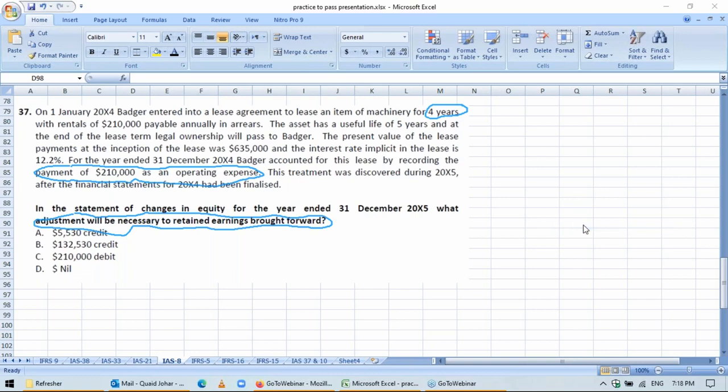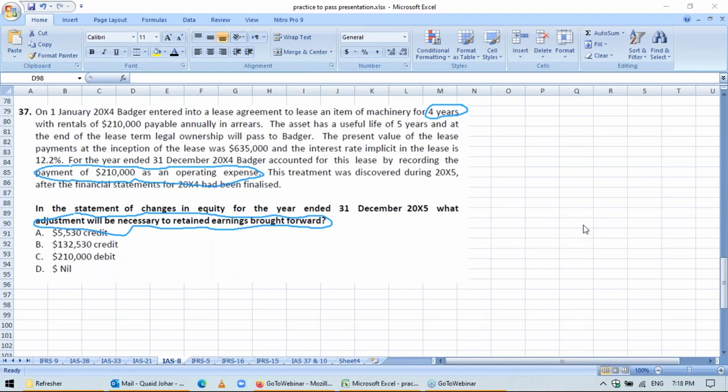Okay, students, look, the lease is for 4 years, and what they have done is recorded the payment of 210,000 as an expense. If the lease is for 4 years, it's a long-term lease. You cannot record payment as an expense in case of a lease. You have to record a right of use as an asset and a liability. You have to debit the asset and credit the liability, and then you have to depreciate that asset. So the accounting treatment has gone wrong.